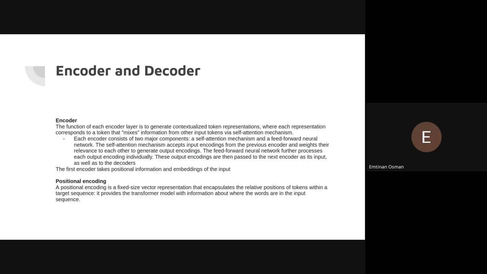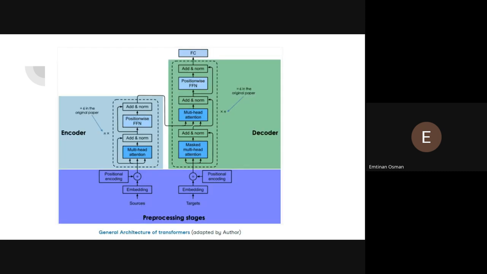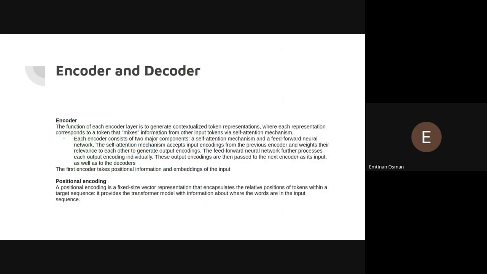So the encoder consists of two major components, the self-attention mechanism and a feed-forward neural network. Of course, both these components are neural networks. They are layers of a deep learning network.